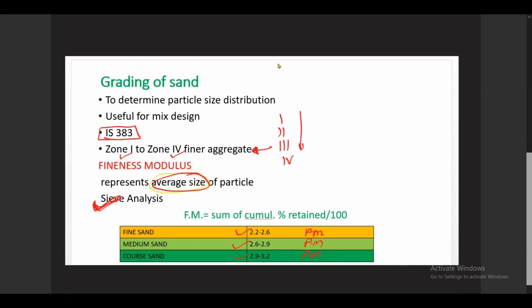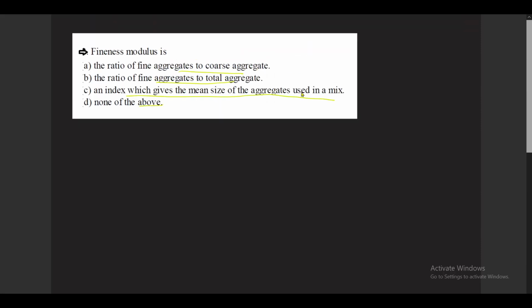So it is clear from here that it represents the average size of the particles, and you can see it is an index which gives the mean size of the aggregate used in a mix. Correct? So option C is the correct option here.